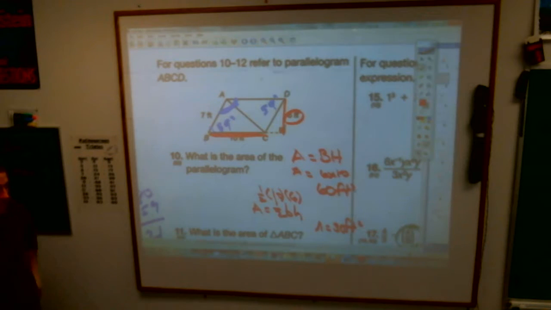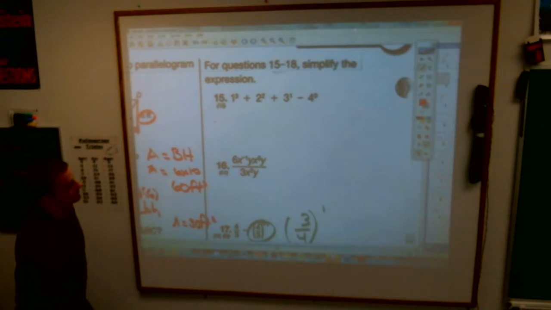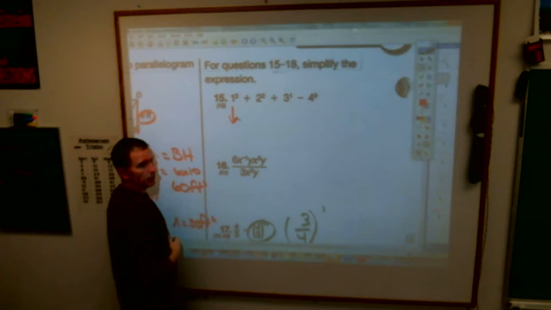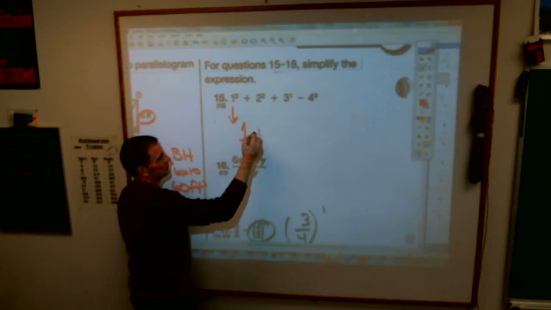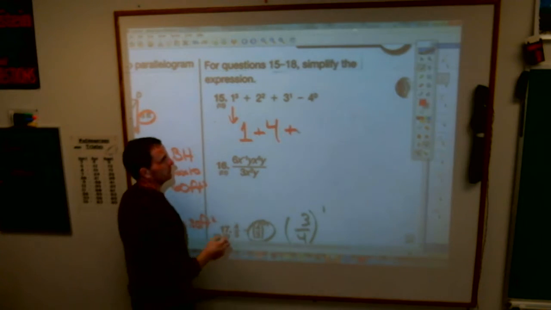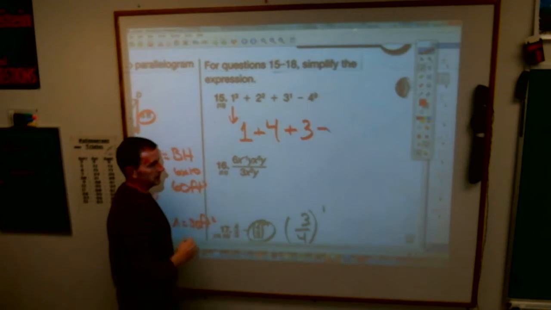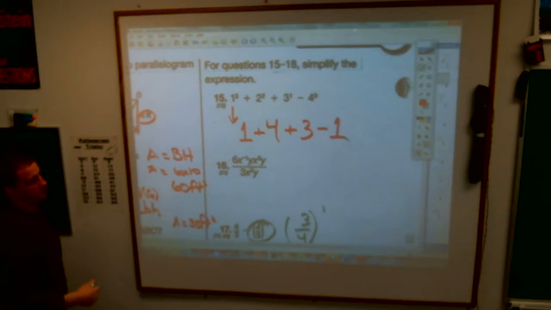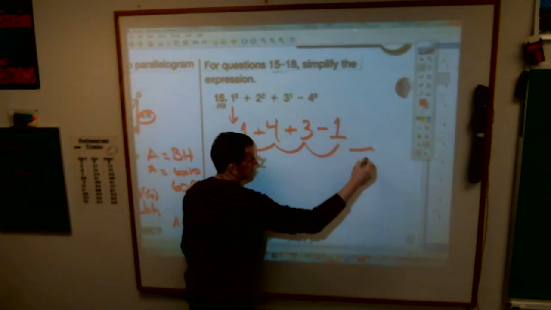Maddie, you're up. Number 15, oh, my favorite of all time. Maddie, what's 1 to the 3rd power? 1 times 1 times 1 is 1. 2 to the 2nd power? 2 times 2 is 4. 3 to the 1st power? 3. And 4 to the 0 power? Anything to the 0 power is 1. So those are the simplification of those terms. 1 plus 4 is 5, plus 3 is 8, minus 1 is 7.